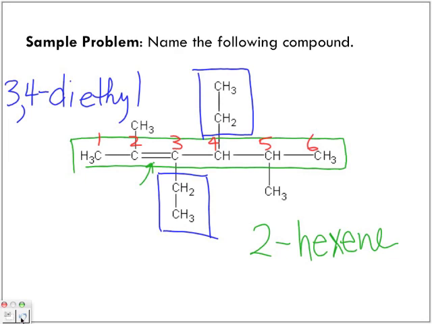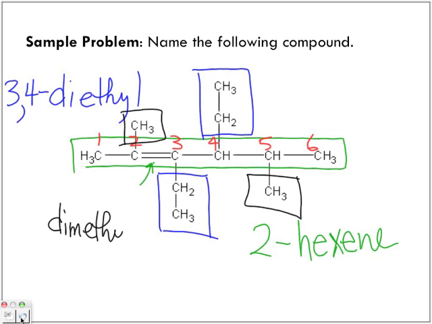Now, there's another group that we have in here, and it's right here. So we've got a 1 carbon methyl group, another carbon methyl group. So we've got 2 methyl groups. So we've got a dimethyl group. Where is the dimethyl group located? It's located on the 2 carbon, and it's located on the 5 carbon. So we've got a 2,5-dimethyl, a 3,4-diethyl, and we've got the 2-hexene.